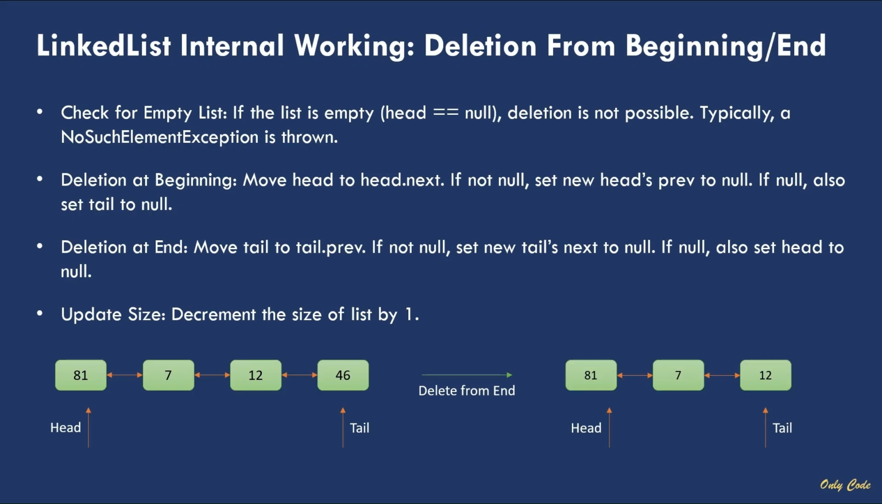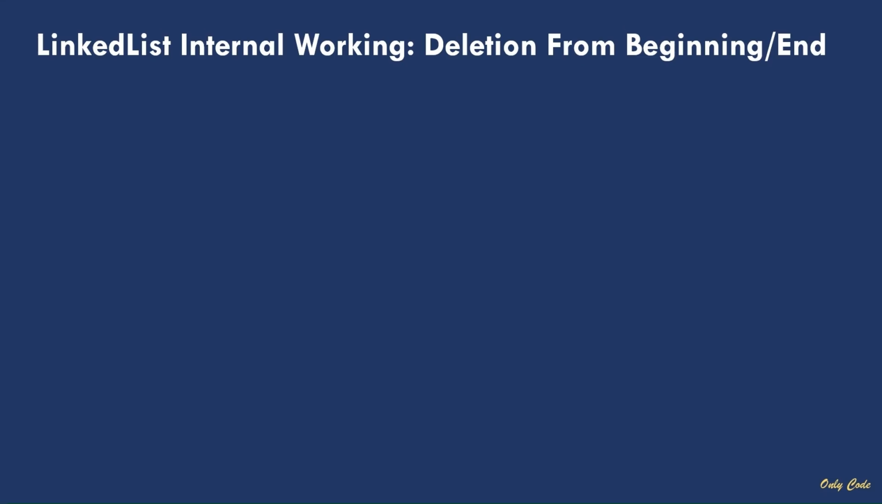After this operation, the linked list will have just 3 elements: 81, 7, and 12. The tail pointer is now updated to point to the new last node, which is 12, and its next reference is set to null. Let's break down this example to understand further.